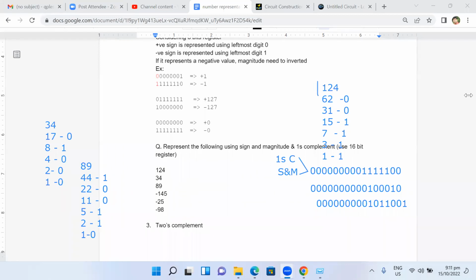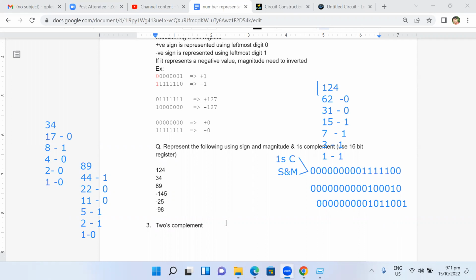Then come the negative values. You have to write this using a 16-bit register, right? You have to keep that in memory. So the values are equal, but write this using 16-bit memory. 16-bit memory means you have to write this using 16 digits. That's it, and the other calculations are correct.